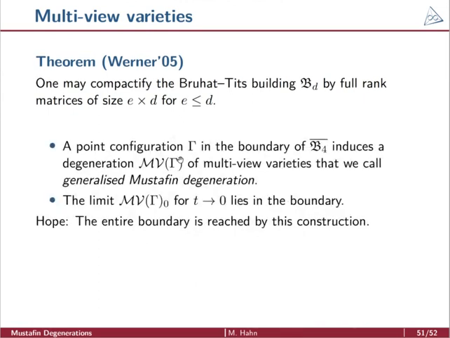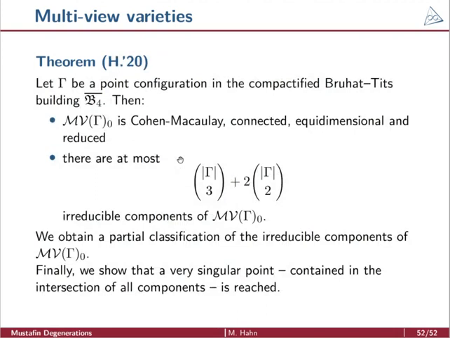And the observation is that if you take a point configuration in the boundary of the compactification of B_4, this indeed induces a degeneration of multi-view varieties that we call generalized Mustafin degeneration. And indeed, the limits of these degenerations of multi-view varieties lie in the boundary of the irreducible component of the Hilbert scheme that we looked at. And the hope is that the entire boundary is reached by this construction. I then proved a structure theorem on what kinds of limits one can get, but I don't think this is so interesting that I should go any more over time than I already have.